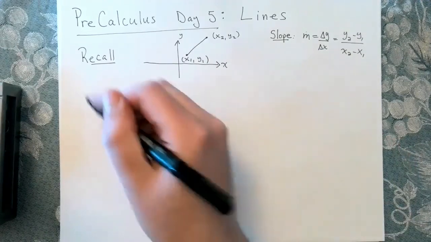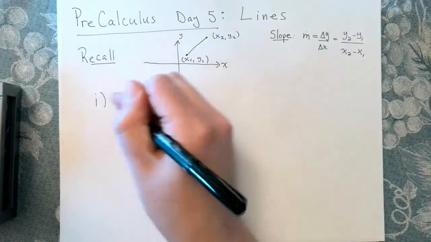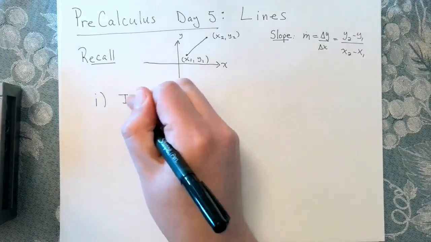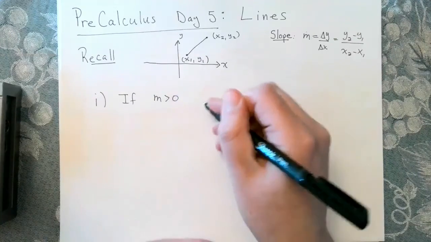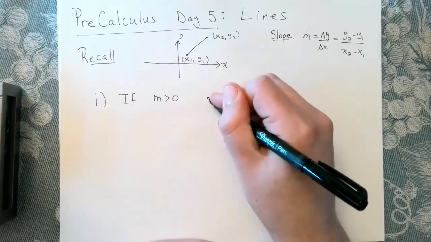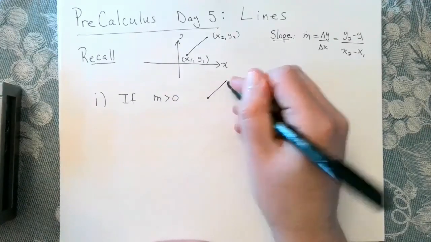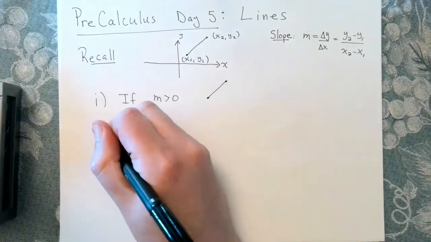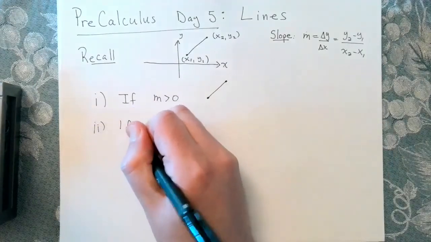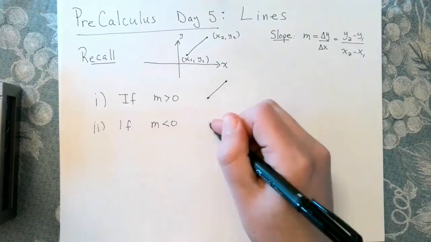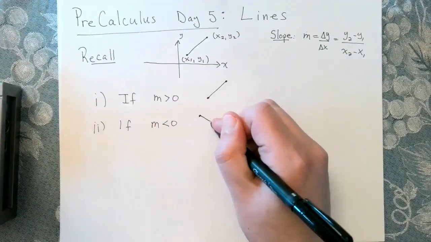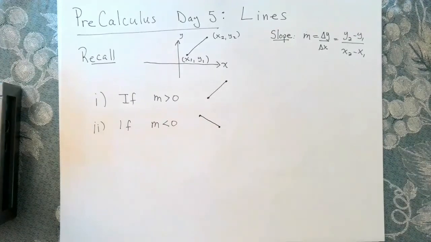So let's actually say that. If the slope is positive, so greater than 0 means positive, then we have something that looks like this. And 2, if the slope is negative, remember less than 0 means negative, then reading from left to right, we maybe have something like this.